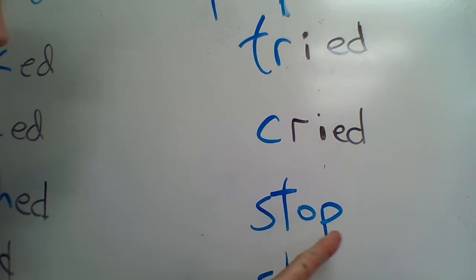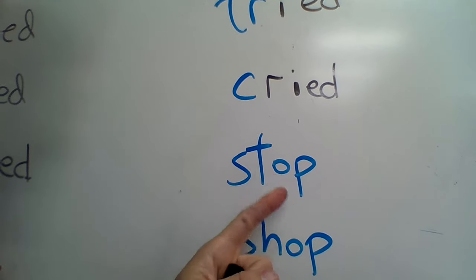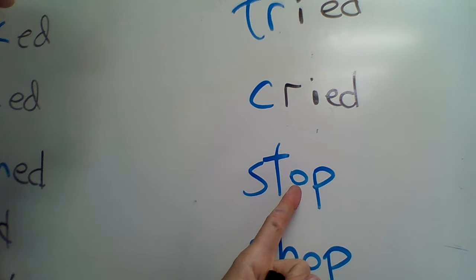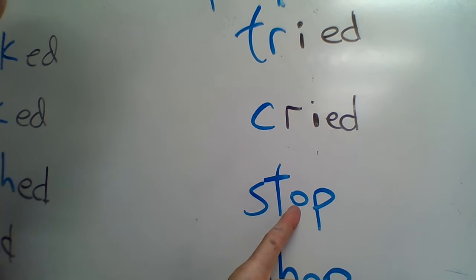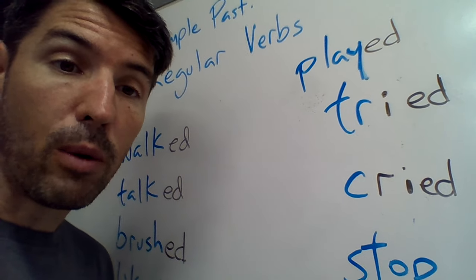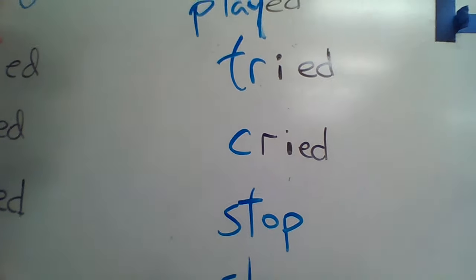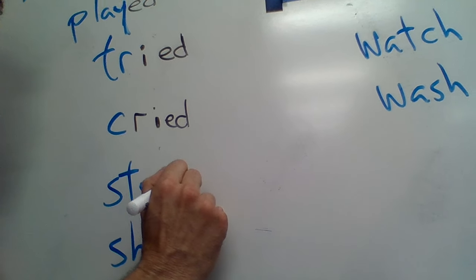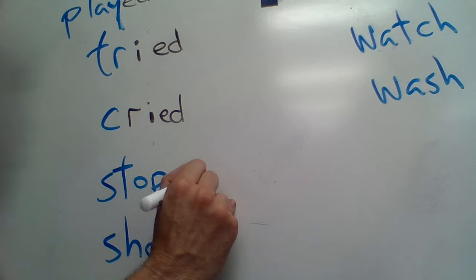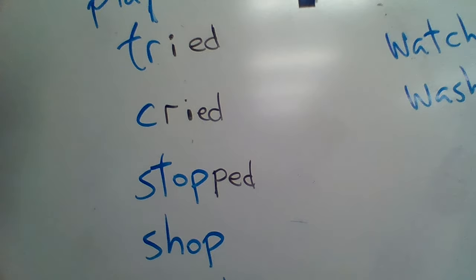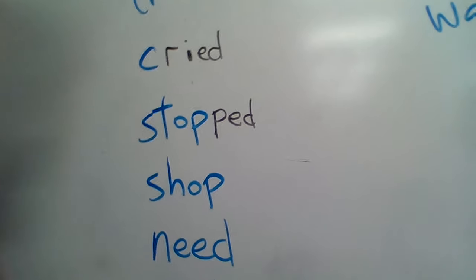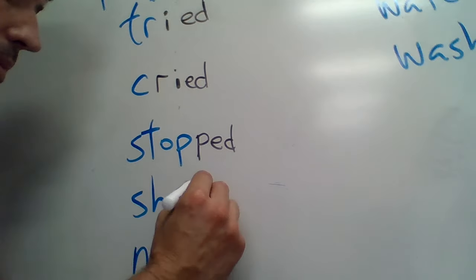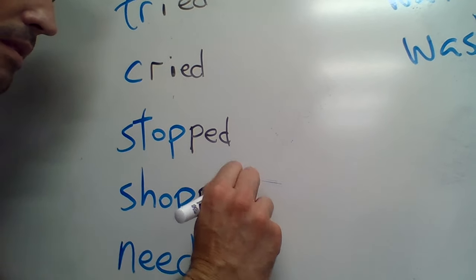Now this next one, stop. You need to memorize this rule as well. This is a consonant, vowel, consonant. And when I say this word, stop, the vowel sound is a short ah. Because of that, what I need to do is double this consonant P. Stopped. Same with this one, shop. That O is an ah sound, so I double the P, ED.